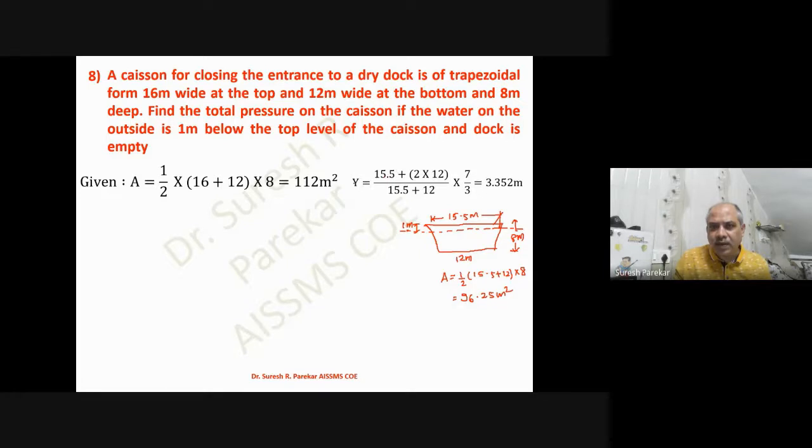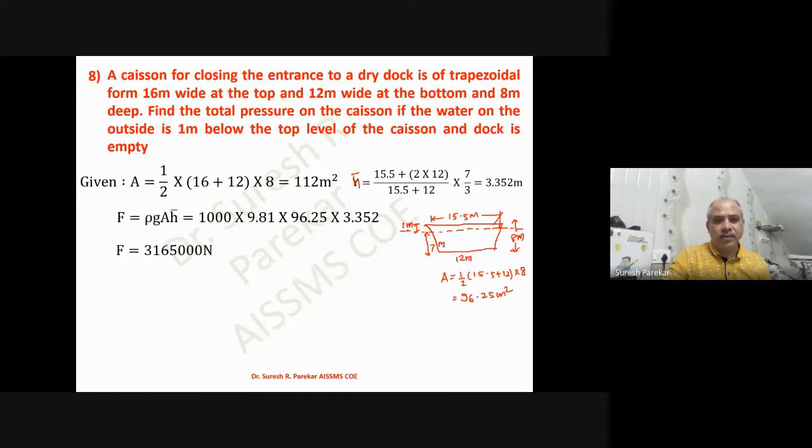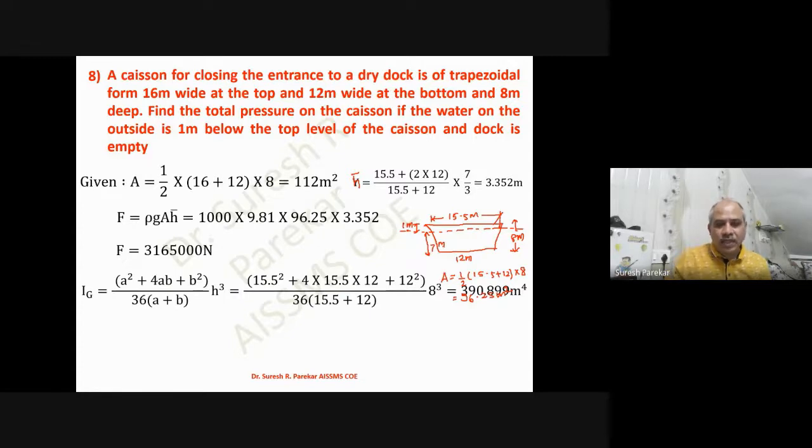Similarly, the centroid I have calculated of this, so that I can say as h bar. And this will be (15.5 plus 2 into 12) upon (15.5 plus 12) into 7, because we have this height of water, this is 7 meter. And then we will get F is equal to rho g A h bar, and from this we will get F as 3165000 Newton, that is 3165 kilonewton.